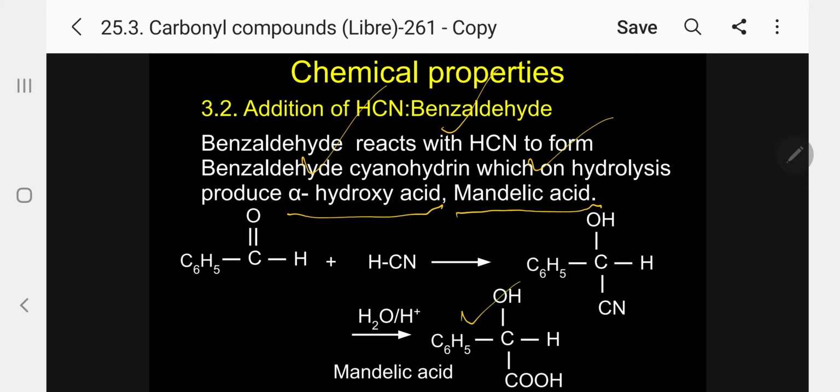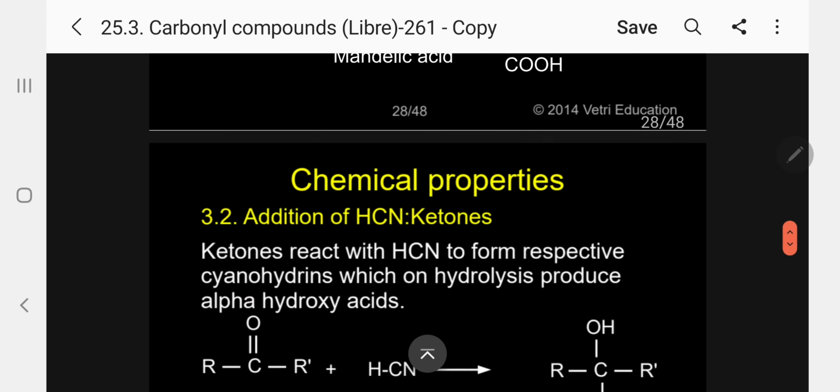So this is the formula: C6H5CH(OH)COOH. Kindly follow. This is called mandelic acid. This is optically active. So please remember: formaldehyde gives glycolic acid, acetaldehyde correspondingly lactic acid, and benzaldehyde gives mandelic acid. So a question can be asked.